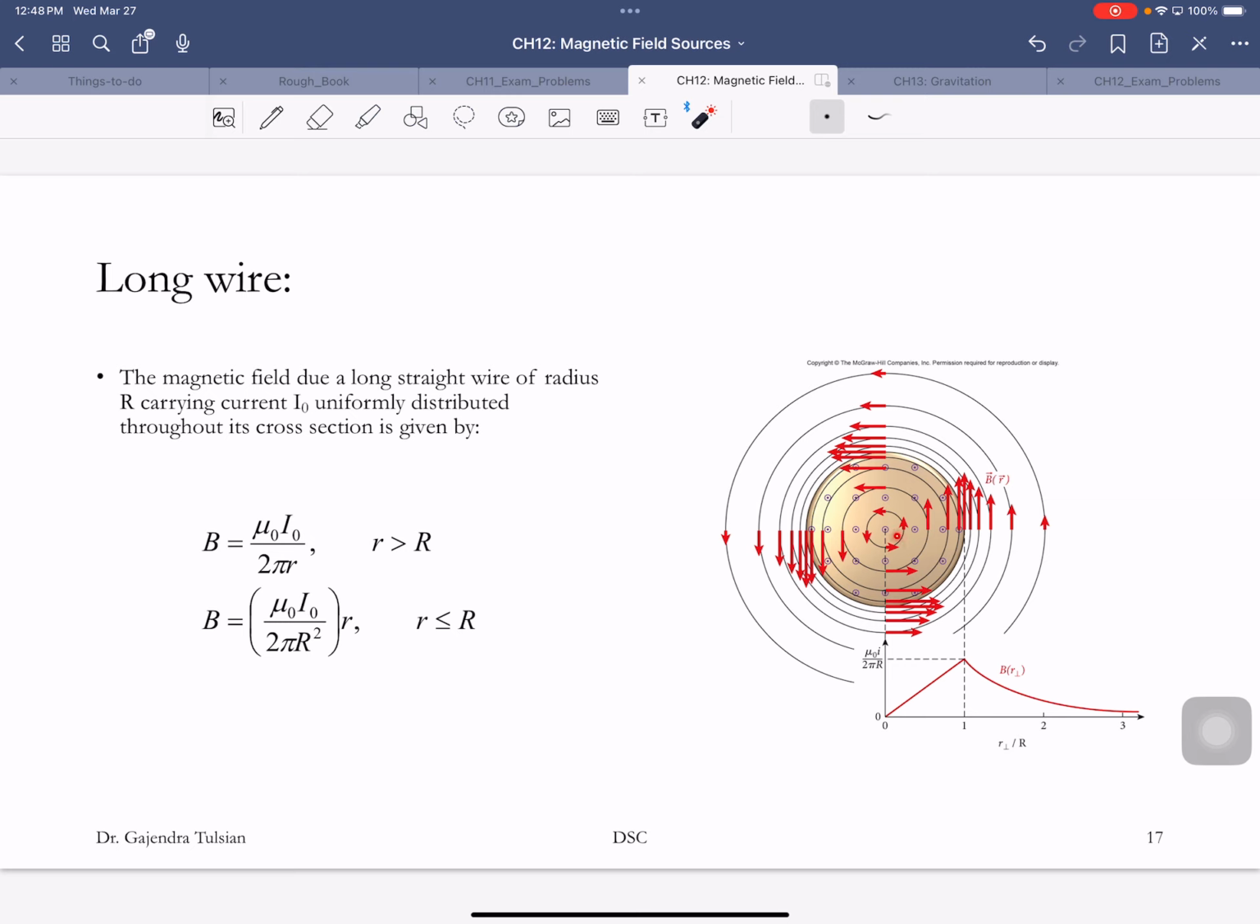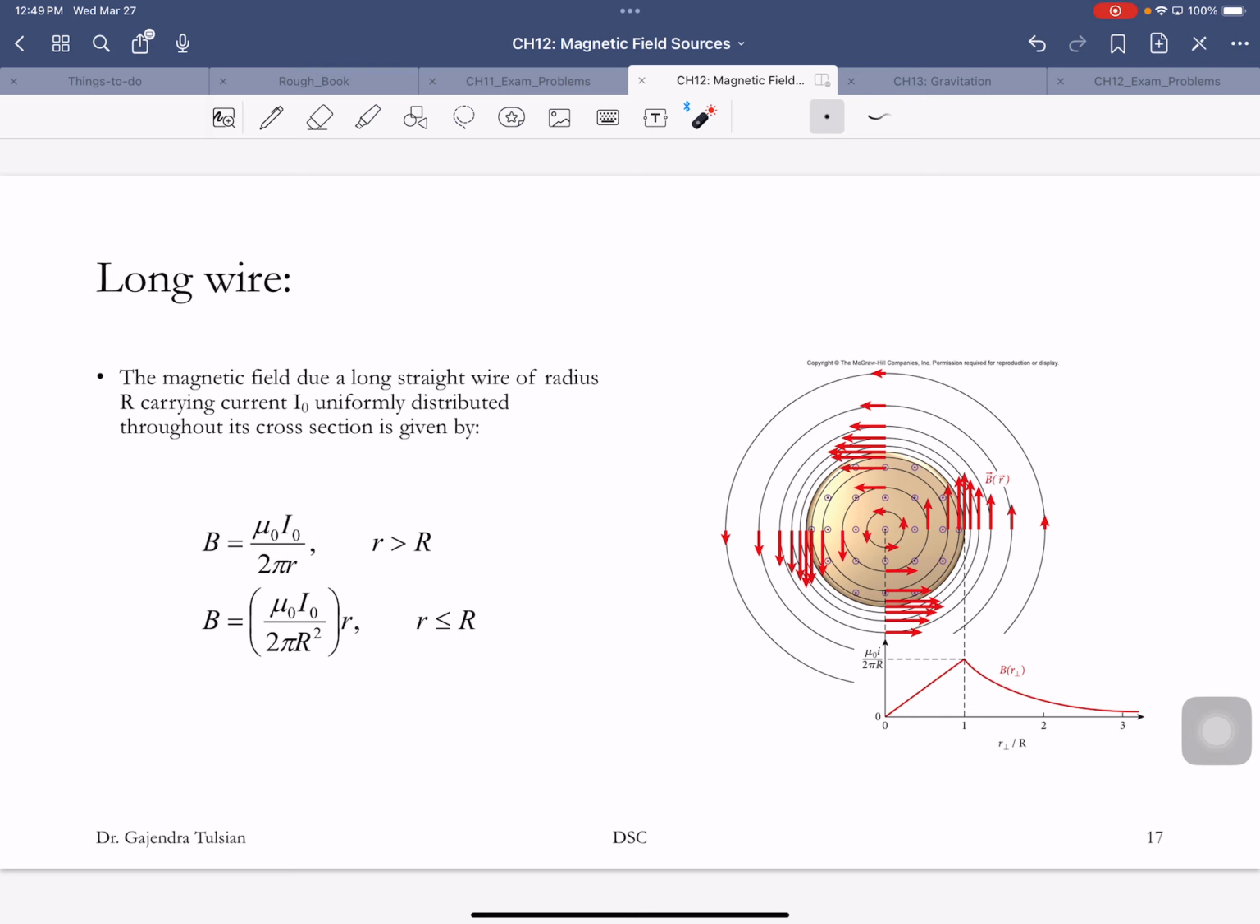What this is showing you is a thick wire carrying a current distributed uniformly throughout the wire, and the current is coming out of the plane. These are the magnetic fields. The magnetic field at the center would be zero, and as you go outward, the strength of the magnetic field is increasing. The magnetic field is strongest at the surface of the wire. Then once you're outside the wire, the field strength decreases. That's what this graph is showing you.